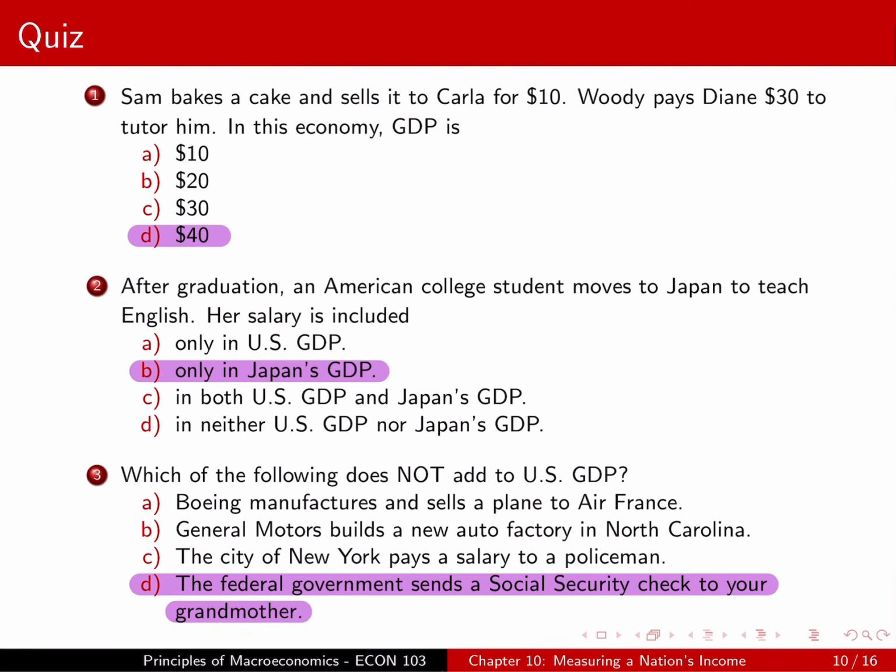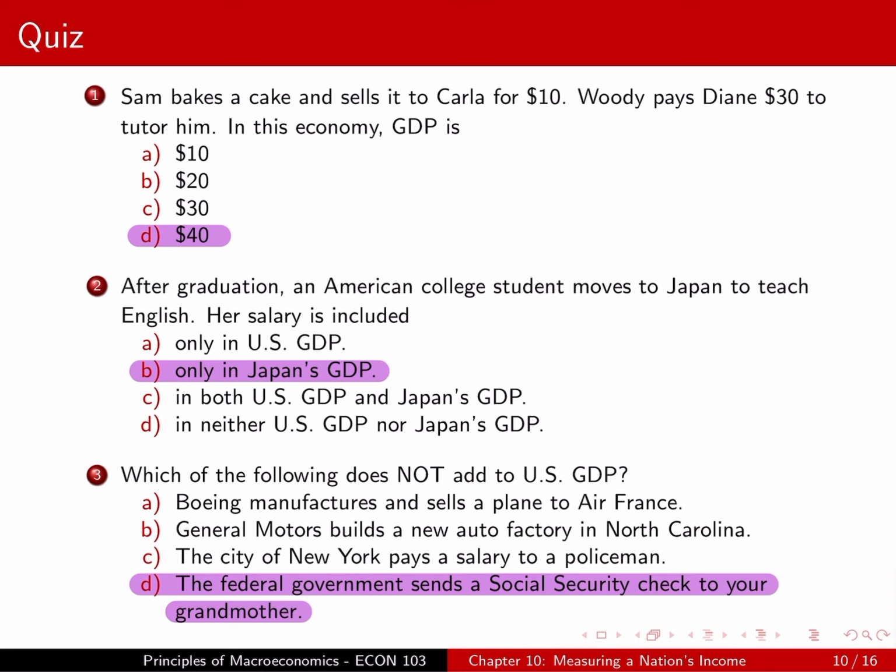Let's test our understanding with a few quiz questions. Question number 1. Sam bakes a cake and sells it to Carla for $10. Woody pays Diane $30 to tutor him. In this economy, GDP is what? Here we can just add up the payments that Sam and Diane have earned out of their services, baking a cake and tutoring, at the amounts of $10 and $30 respectively, which equals $40.